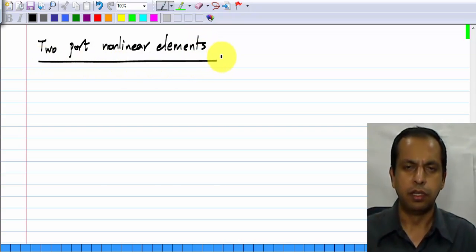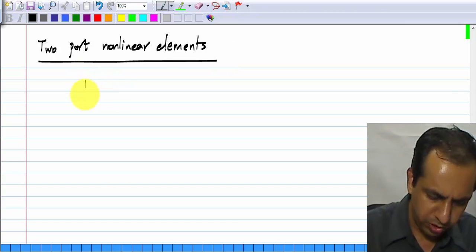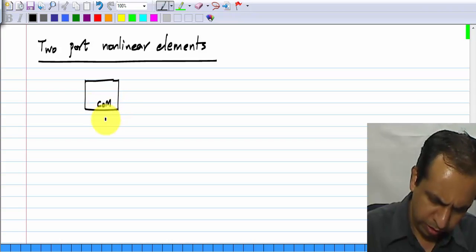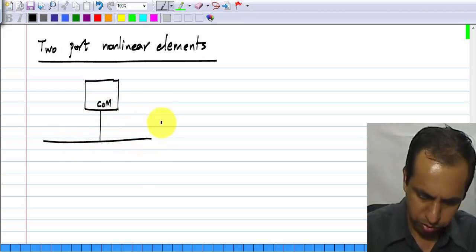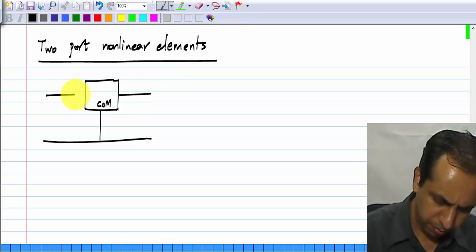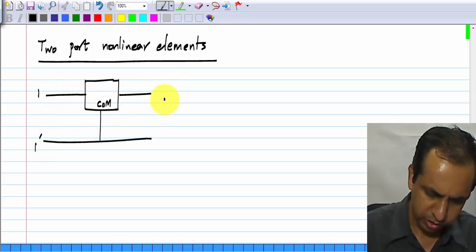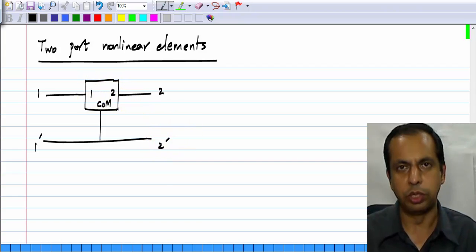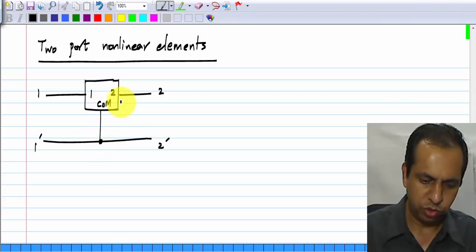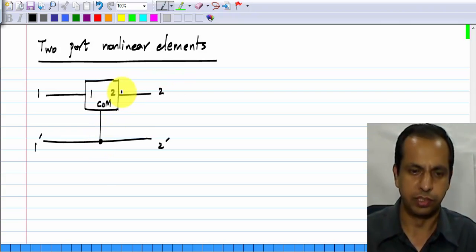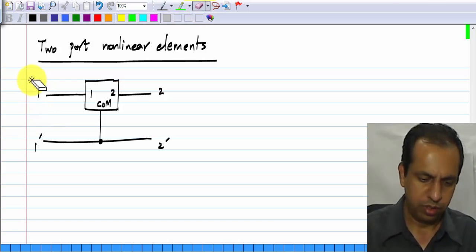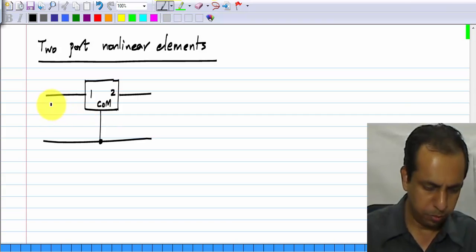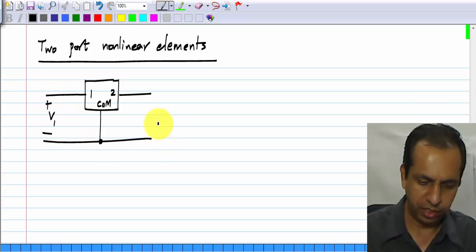For simplicity, I will consider three terminal two ports, that is, there is a terminal which is common to the two sides. This is port 1 and that is port 2. So, it is denoted like that. So, this common means that it is common to the two sides. Now, as usual, we define the voltages and currents as per the passive sign convention.